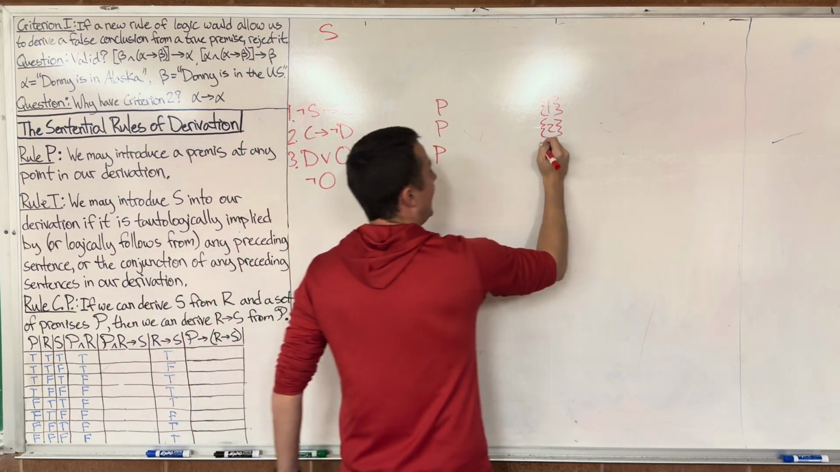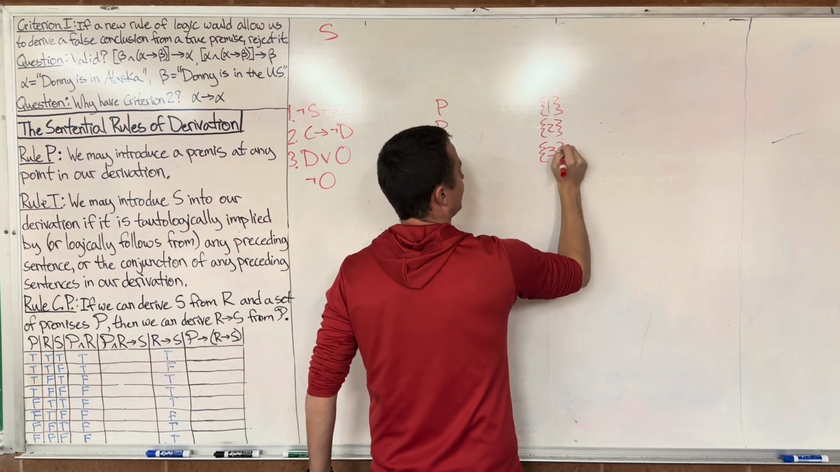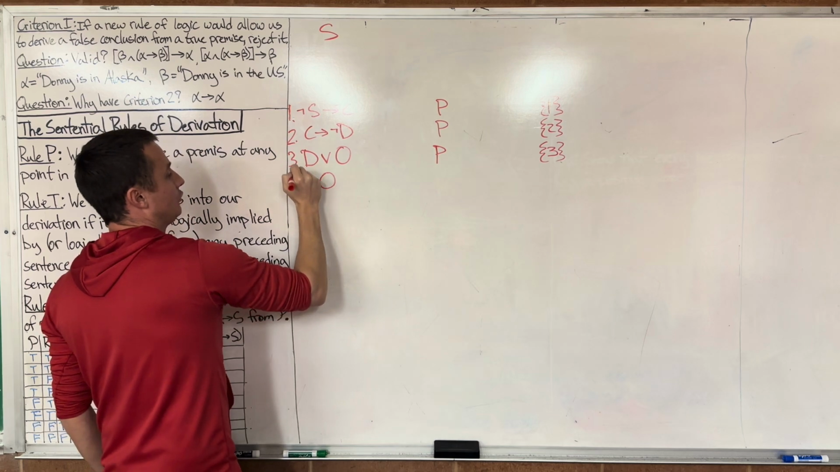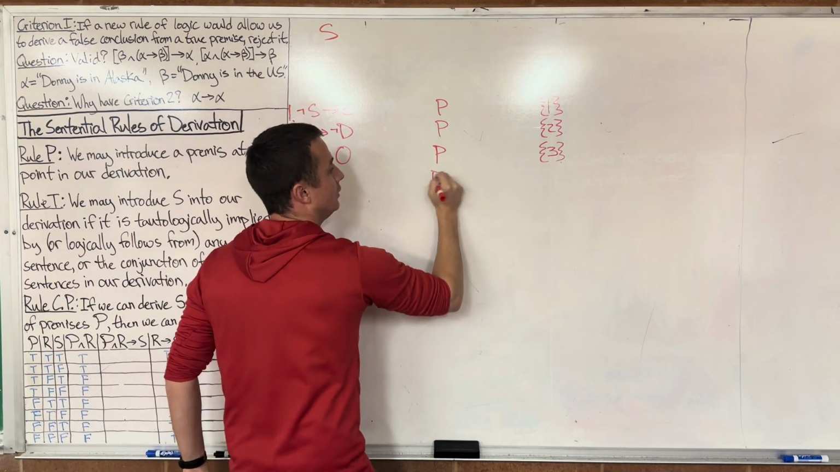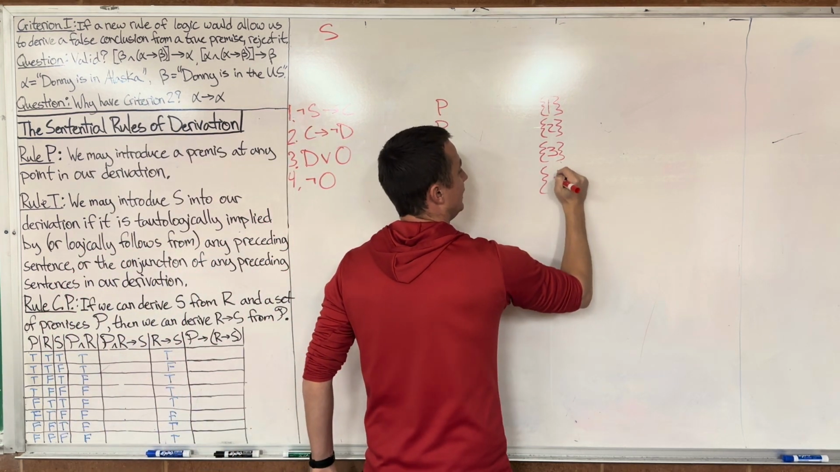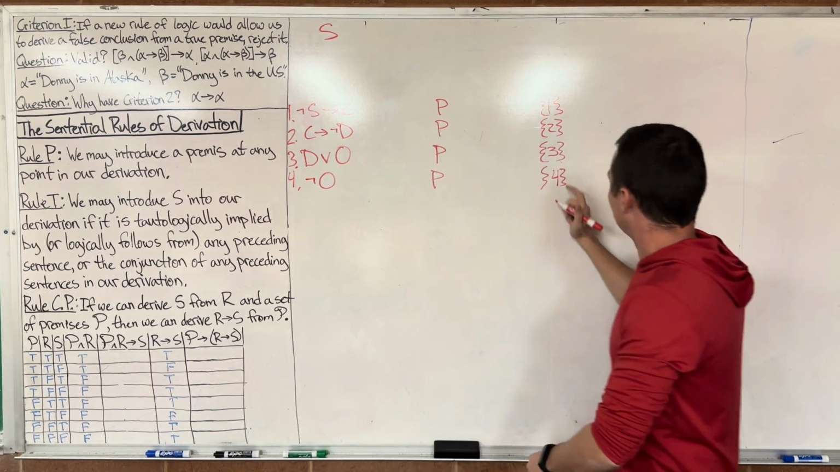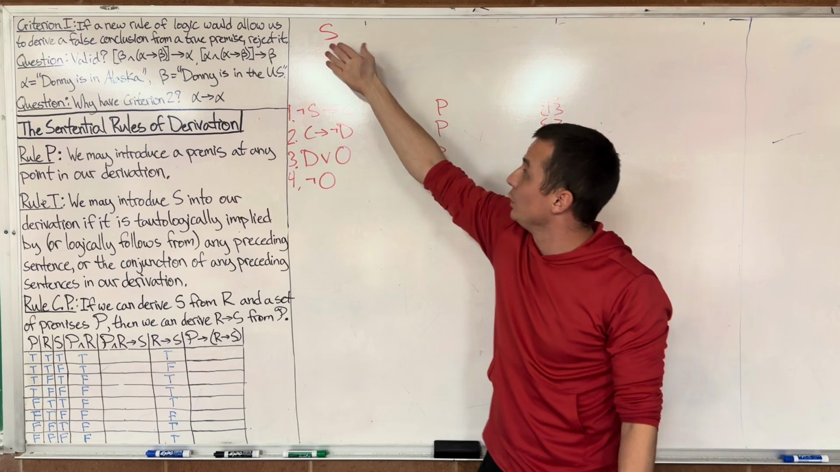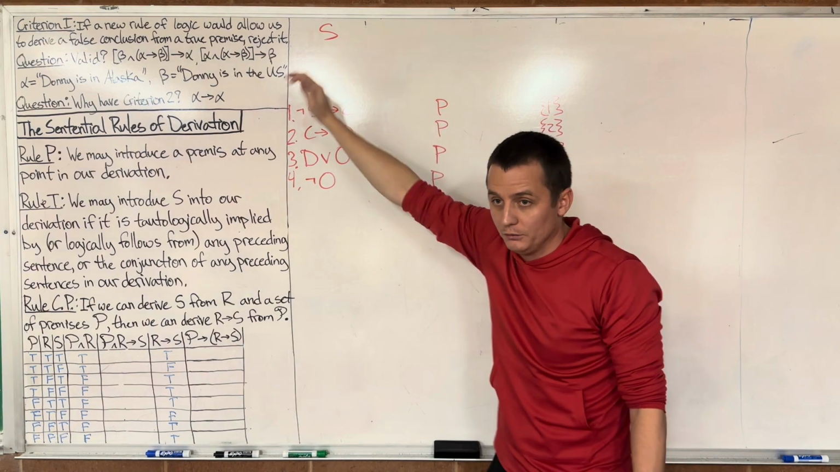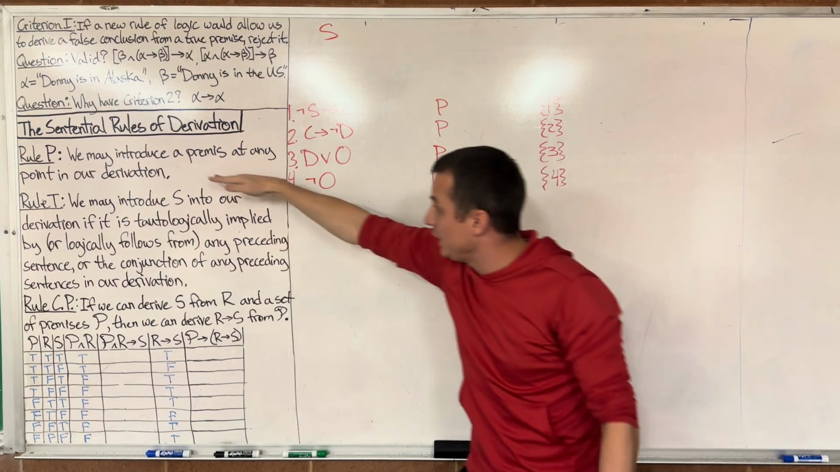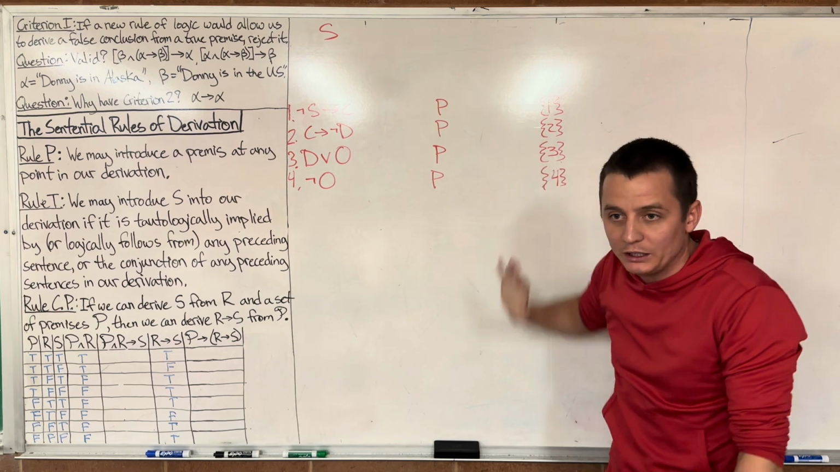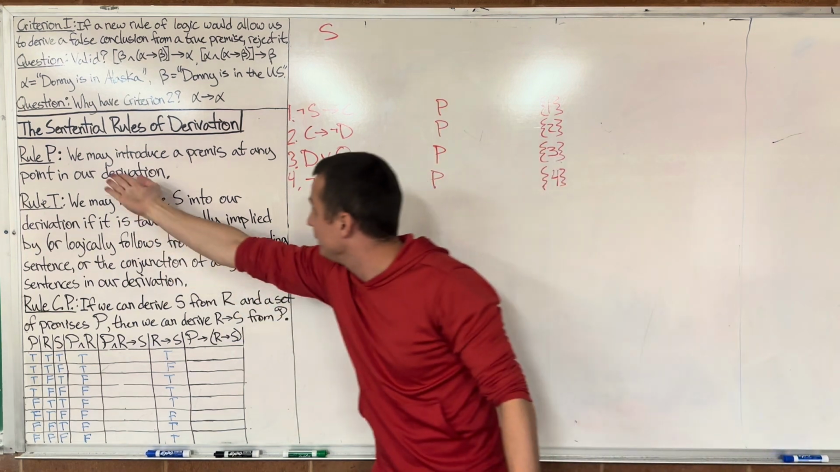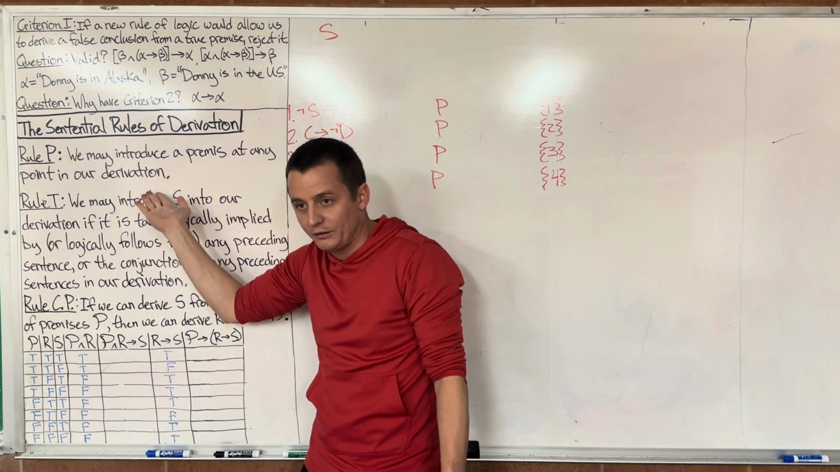Using rule P, and it only depends upon itself for its truth or falsity. And then finally introduce this as a premise, and it only depends upon itself for its truth or falsity. So that's where we are so far. I'm trying to use this information to prove S. That's what we're trying to do. So far, I've used rule P to introduce all my premises given to me in the problem. Perfectly valid to do. We may introduce a premise at any point in our derivation.